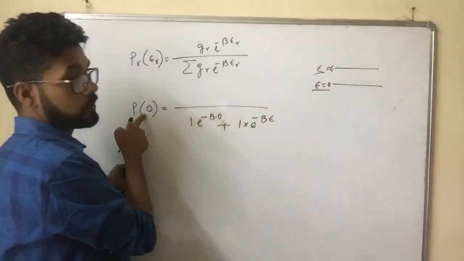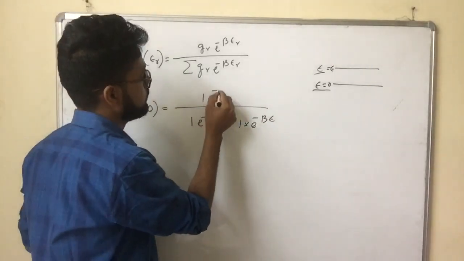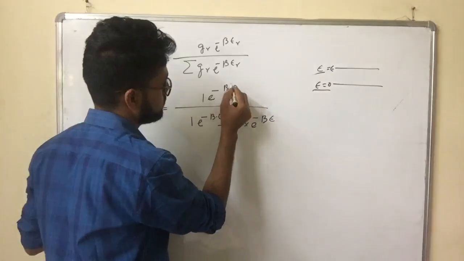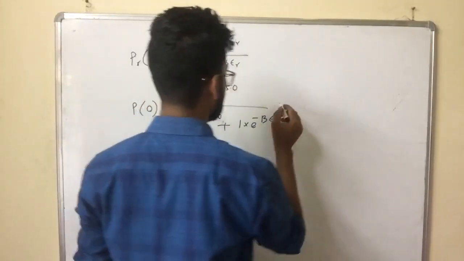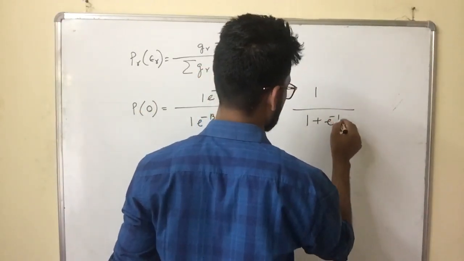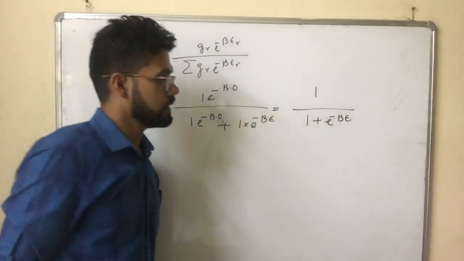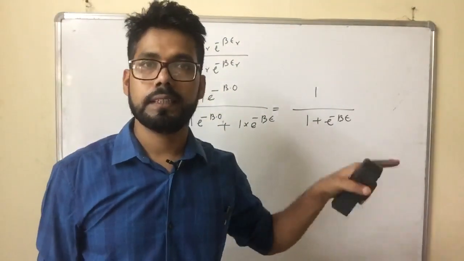And which state are we going to calculate? The 0 state. The 0 state means it will be 1, e to the power minus beta 0. Okay, this will give 1 plus e to the power minus beta E. This is the probability of finding the particle in energy level E equal to 0.